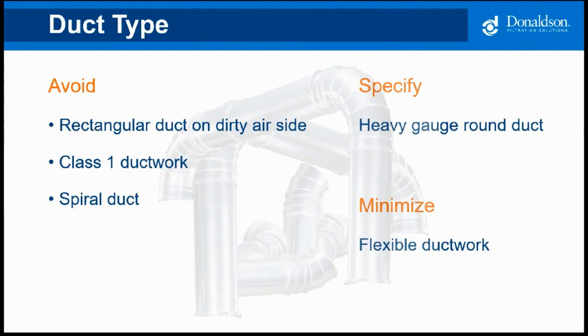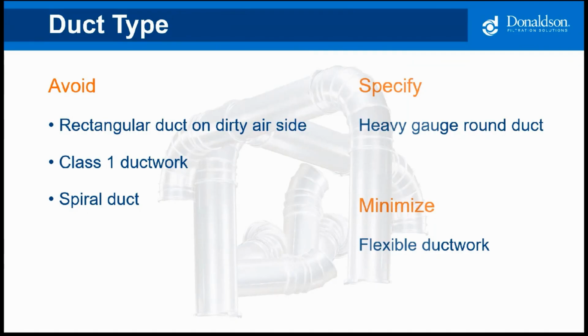When specifying industrial duct systems, make sure you call out round, heavy-duty industrial ductwork. Most dust collection applications will use class 2, 3, or 4 ductwork, which are designed to SMACNA standards. Typically, the higher the duct class rating of the ductwork, the higher the gauge.